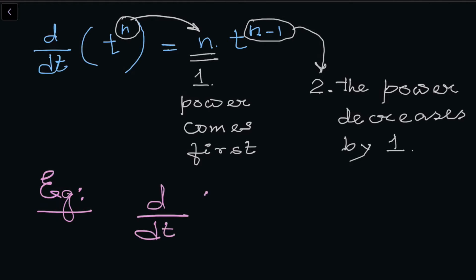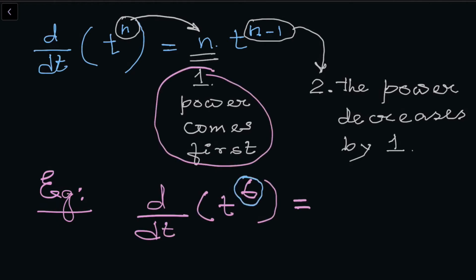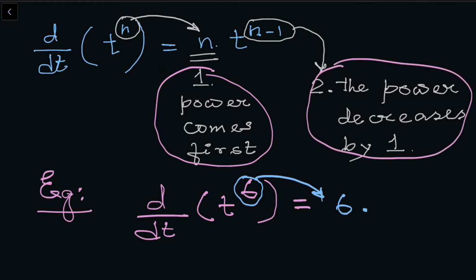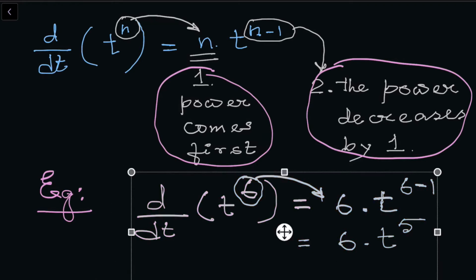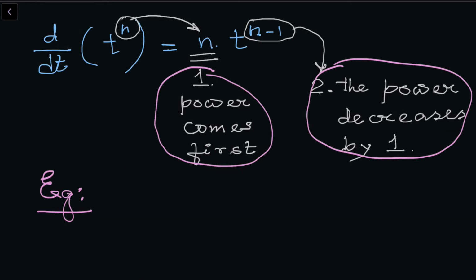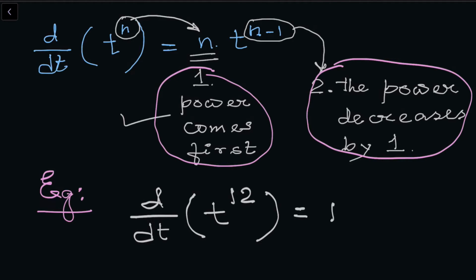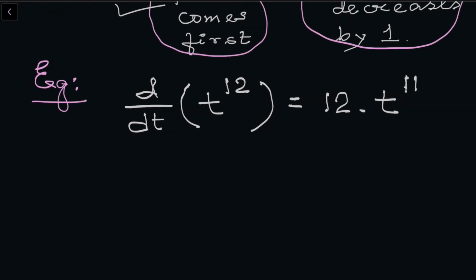Let us have an example. Suppose the differentiation of t to the power 6. Look at this. The power comes first, 6 comes first here. Then look at the power of t. Second part, the power of t should become 6 minus 1, that is t to the power 5. So 6 into t to the power 5. Now let us take another example. Differentiation of t to the power 12. First part, the power comes first, 12. Second part, the power decreases by 1, t to the power 11.